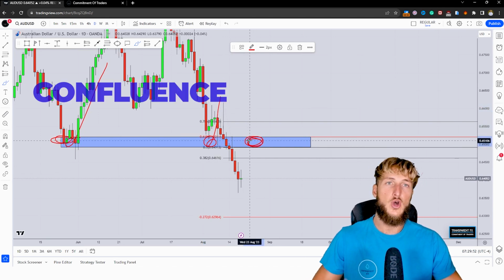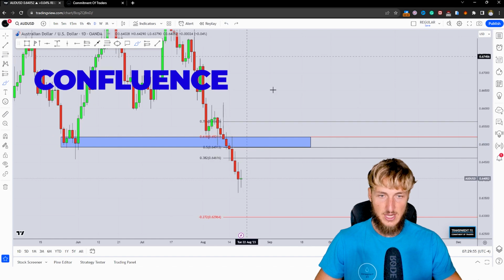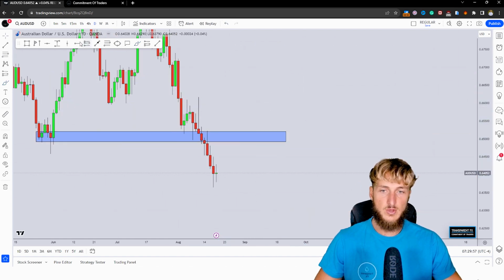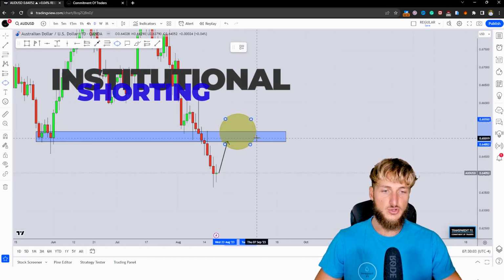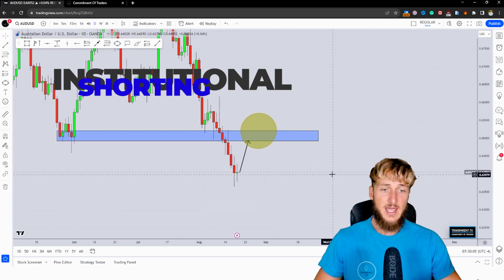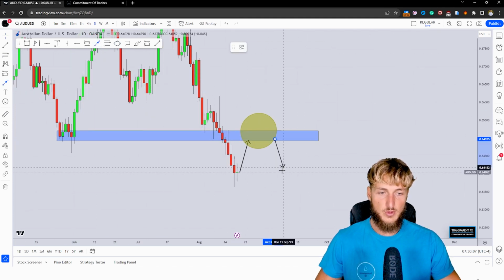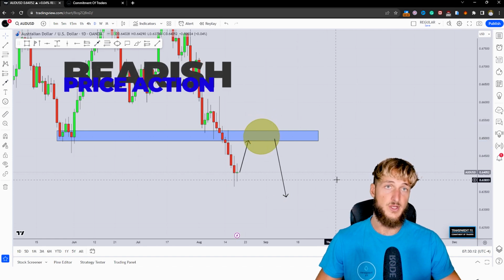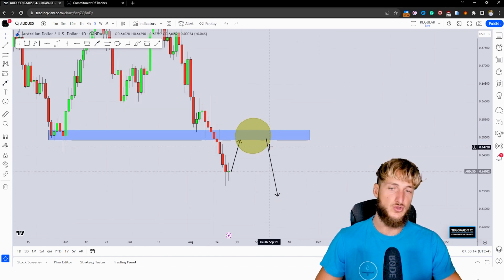Now, this creates confluence of resistance inside of this area, meaning that if the market will actually correct to this confluence of resistance zone, we have a good probability of seeing more potential institutional shorting inside of this area. Now, this would further increase the probabilities of seeing a potential reversal lower away from this zone in the case of a correction to the area.